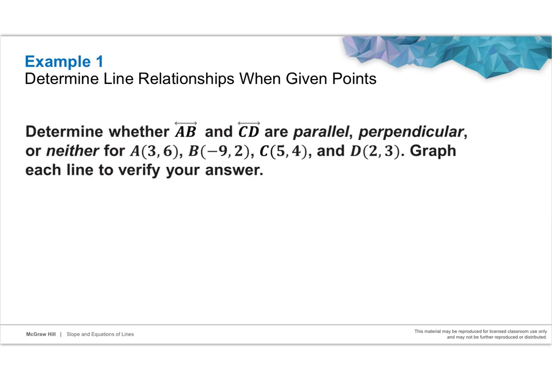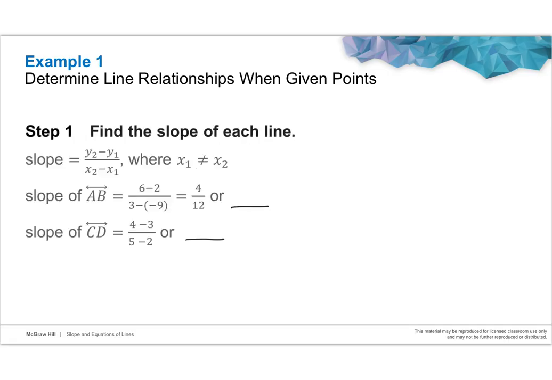So in example 1, we are to determine whether the lines AB and CD are parallel, perpendicular, or neither. And then we are given coordinate pairs for each of those 4 points. We're going to graph our line to verify our answer once we do our slope criteria on those combinations. Step 1 is going to be that we're finding the slope of the line. So first of all, remember we talked about rise over run. There's our rise, which is our change or our difference in our y coordinates, over our run, which is our difference in our x coordinates.